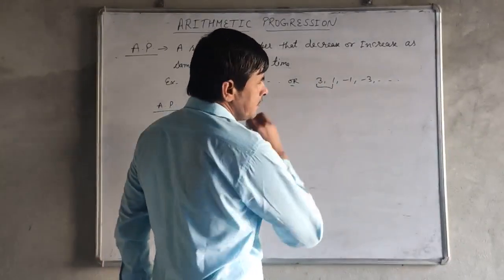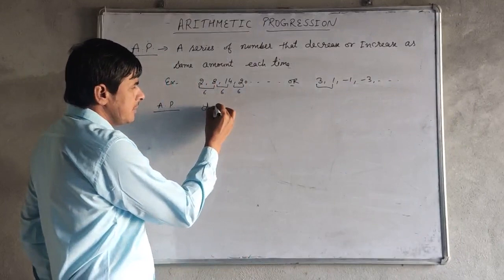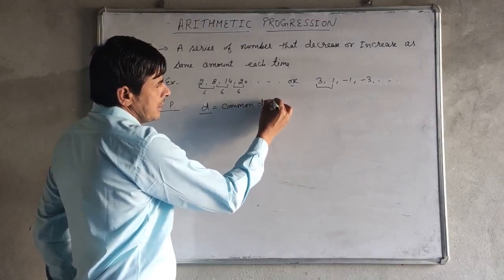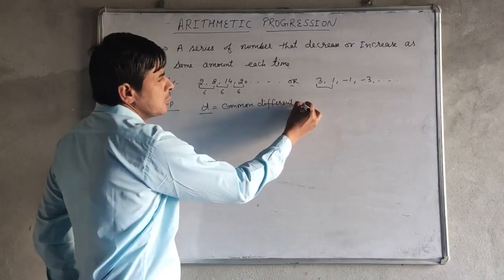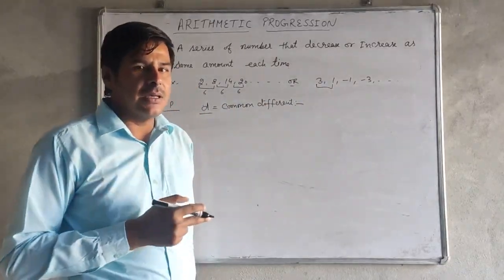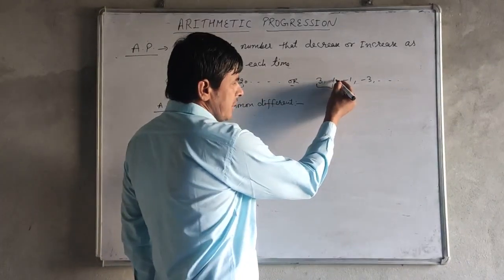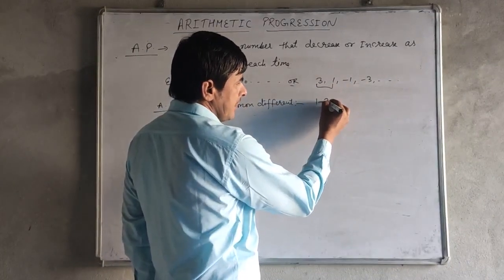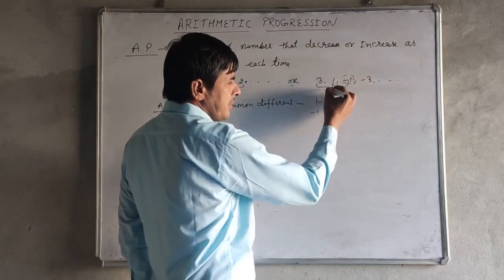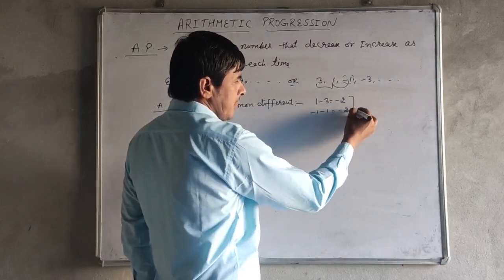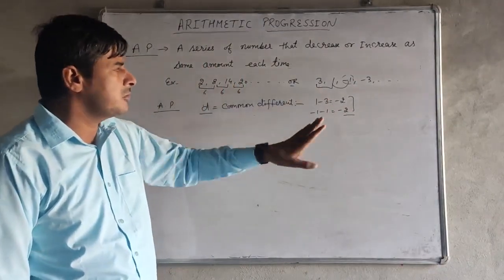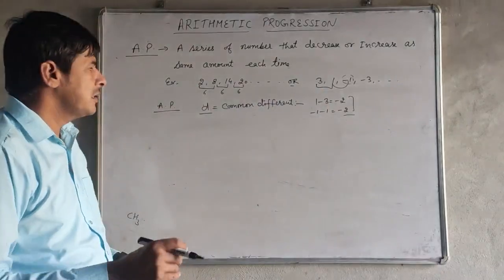D is the common difference between the two numbers. To find it, we subtract the previous number from the next number. 1 minus 3, the difference is minus 2. Then minus 1 minus 1, the next number minus the previous number, is minus 2. The difference is the same, so it is an AP. So a series is an AP if the difference between terms is the same.